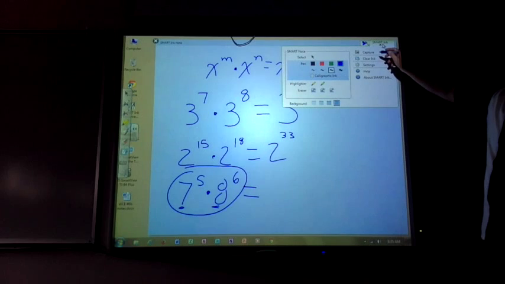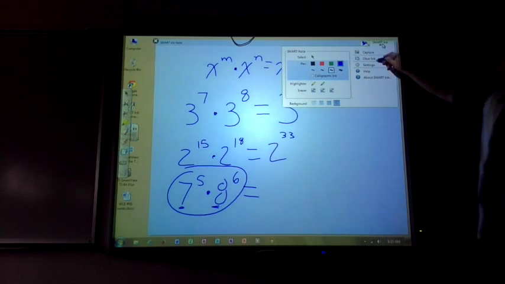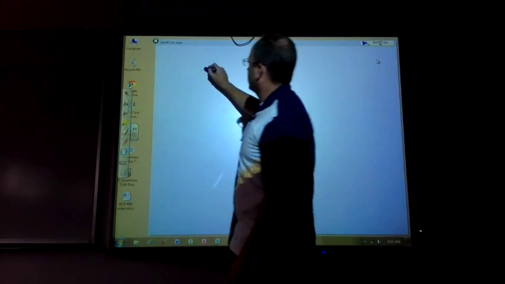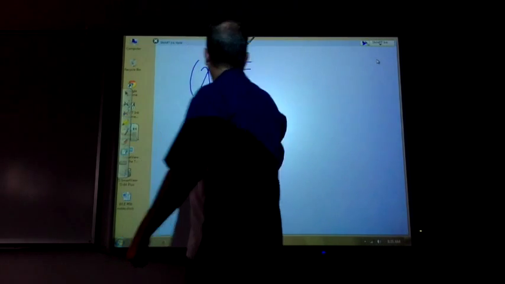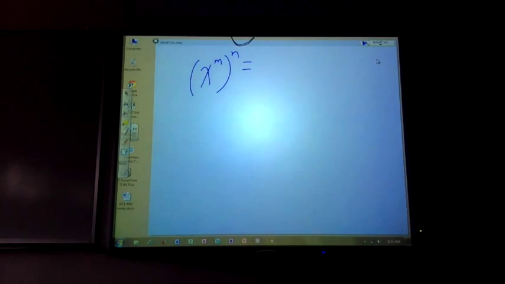All right, can I clear this? Now let's do this. So if exponents are on top of each other, they multiply.